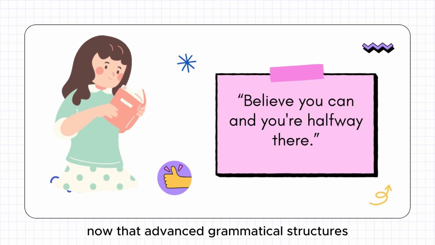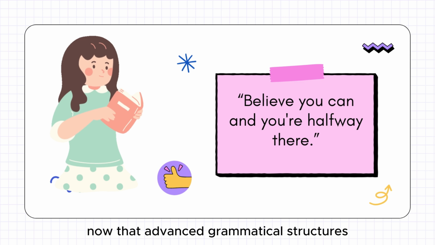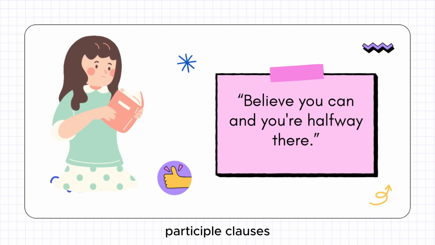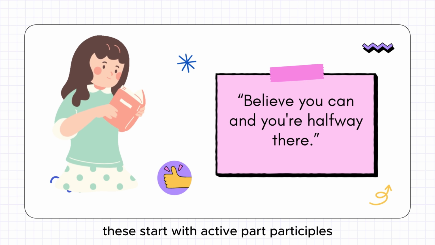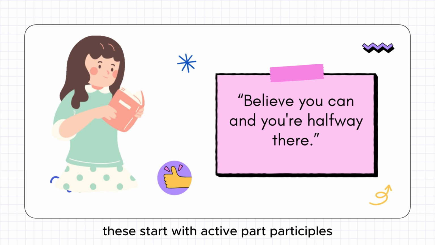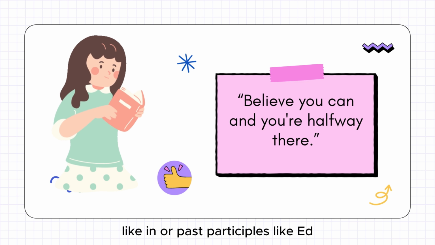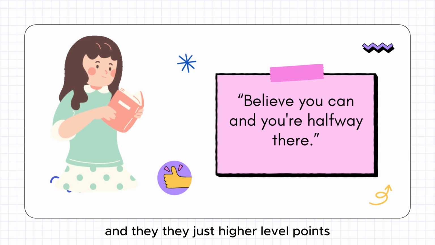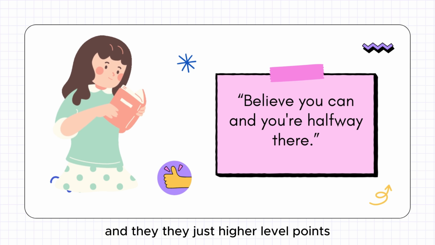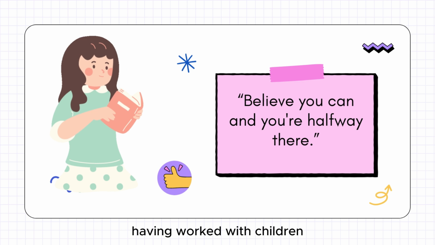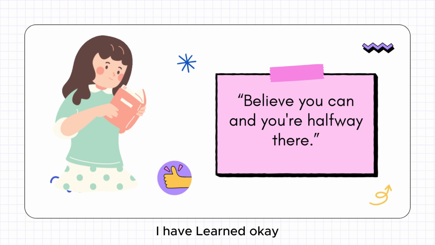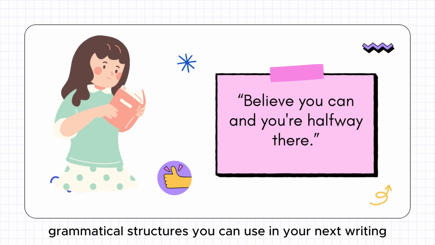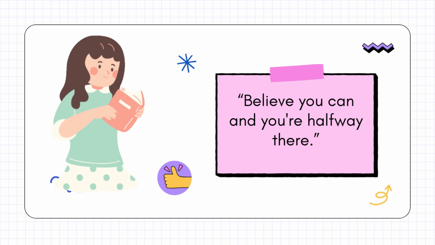Now then, advanced grammatical structures. 3 useful ones I'm going to mention briefly. Participle clauses. These start with active participles like ing, or past participles like ed, and they're just higher level points. So for example, having worked with children, I have learned. Okay? So these are just some quick advanced grammatical structures you can use in your next writing.